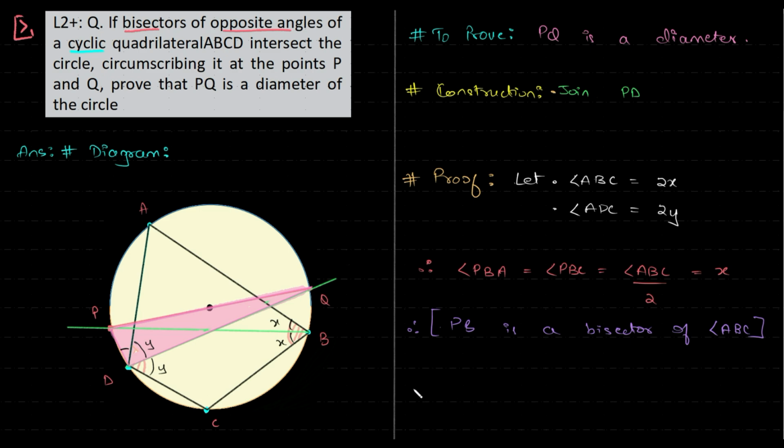Next, what do we have? We have angle ADQ equal to angle QDC, which will be equal to angle ADC by 2, which is equal to y.